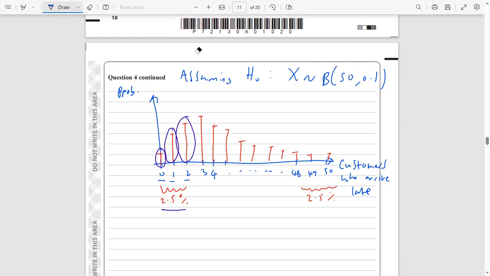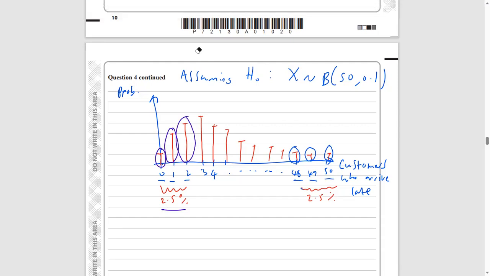And let's just, for argument's sake, say a similar thing down here. So let's say you add up the probability that all of your customers are late, plus the probability that 49 are late, plus the probability that 48 are late. And let's say that when you add those up, you get 2.5%. Then again, these would be in our critical region here. So 48, 49 and 50 would be in the critical region. So that's kind of how this works.